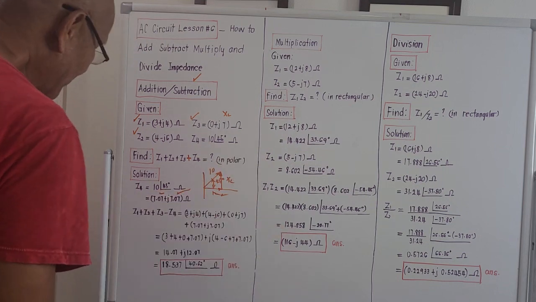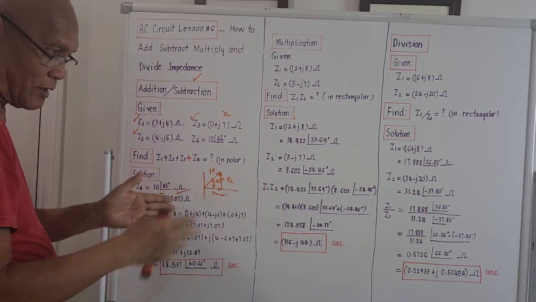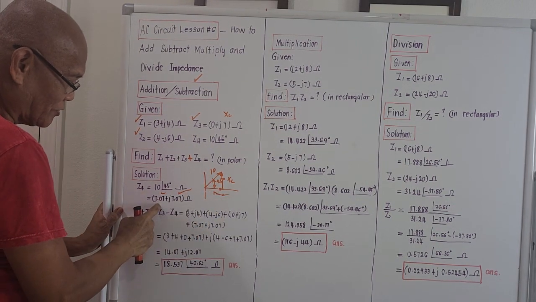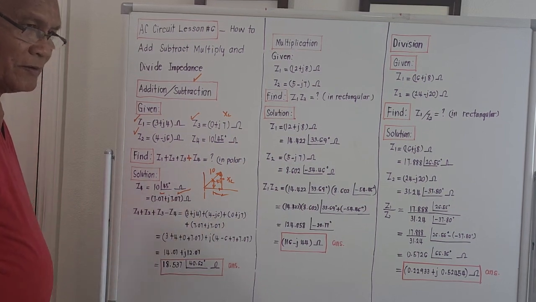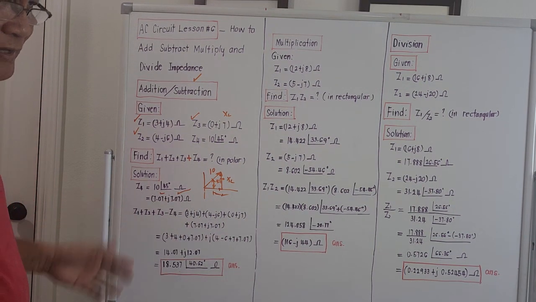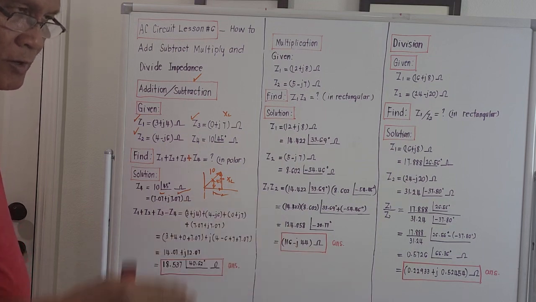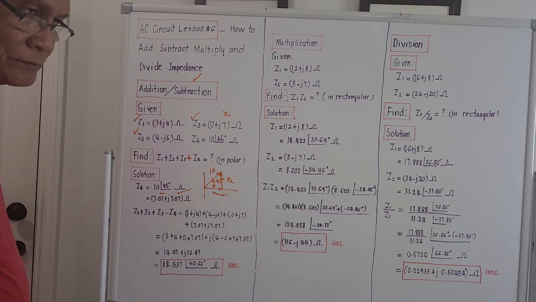So meaning to say, 10 angle of 45 degrees, the equivalent of this in rectangular, the horizontal part is actually 7.07 and the imaginary part is 7.07. Okay? That's the first requirement for the operation, addition or subtraction. All the impedances should be in rectangular form.